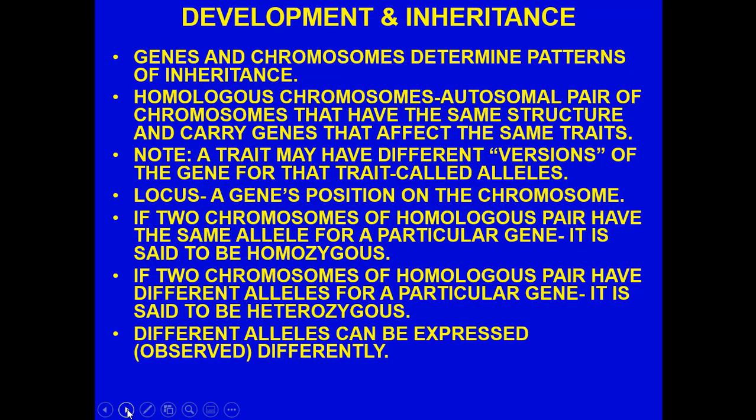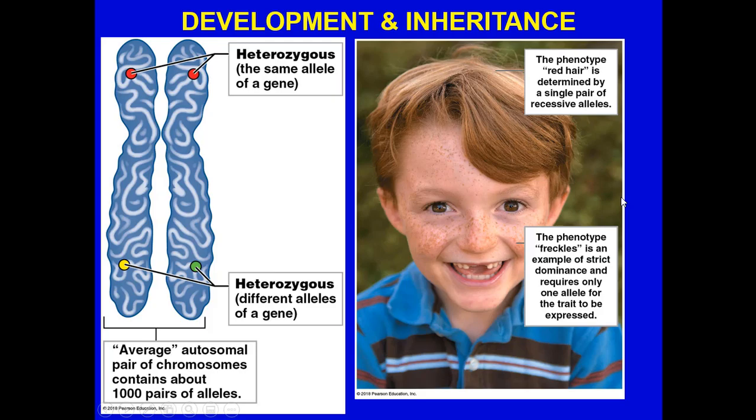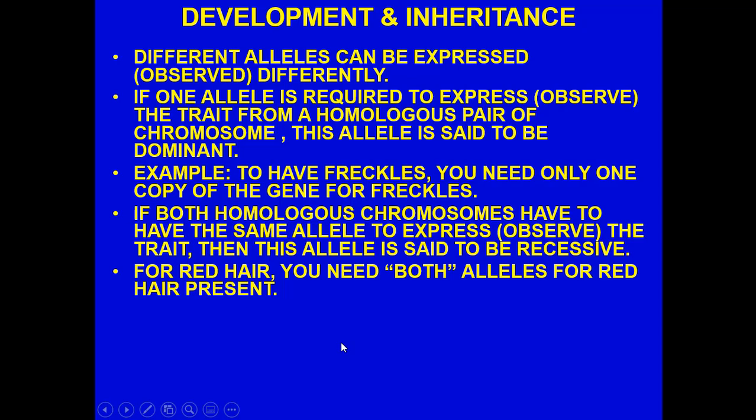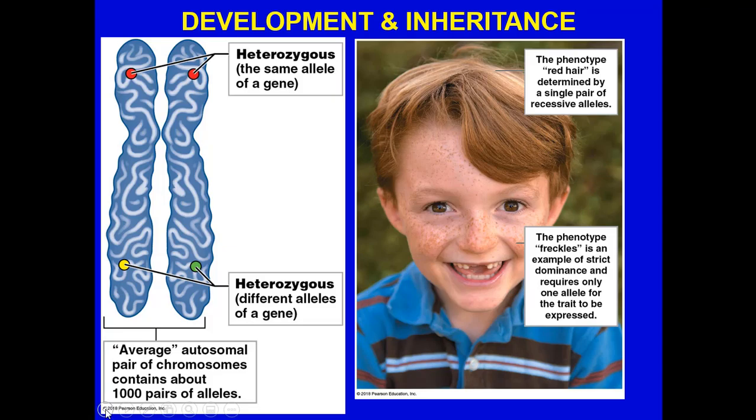When we talk about this little boy here, smiling, happy person, we're going to get into recessive and dominant. Okay, let's take a look at this for a second. Different alleles can be expressed, that is, observed differently. If one allele is required to express, that is, observe the trait from a homologous pair of chromosomes, this allele is said to be dominant. Let's go back to our little boy there. If he has freckles, that is an example of strict dominance, requires only one copy of the allele for the trait to be expressed.